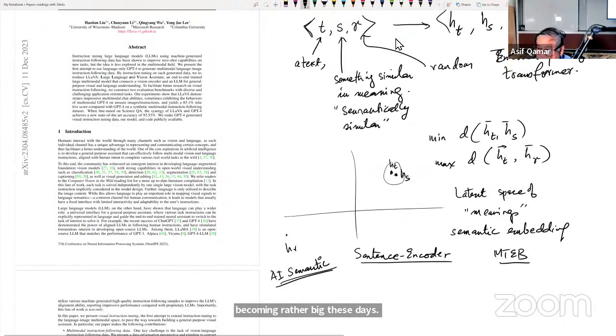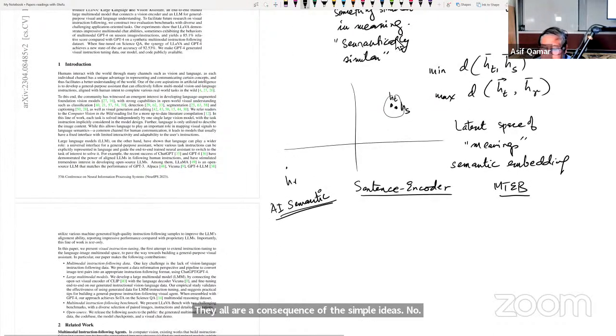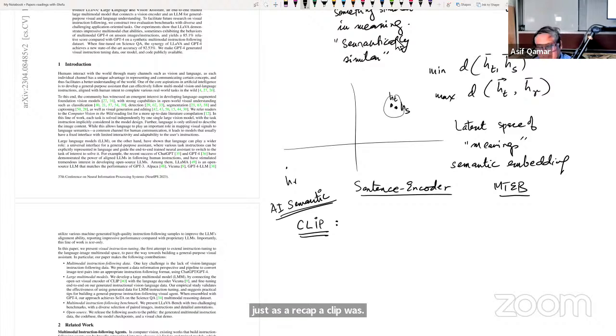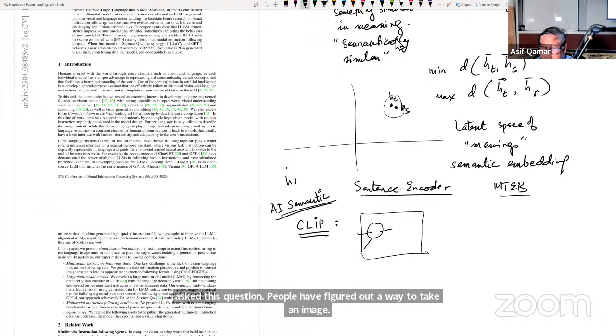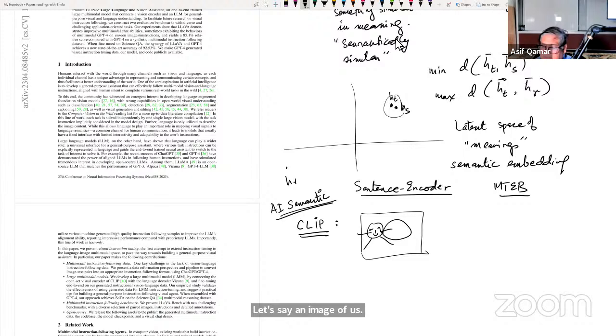Now, so that is the sentence encoder. What CLIP was, just as a recap, CLIP took a very interesting position. Before CLIP, people had figured out a way to take an image, let's say an image of a cat, and they have figured a way out to encode it into a vector. Once again, let me just call it a cat.